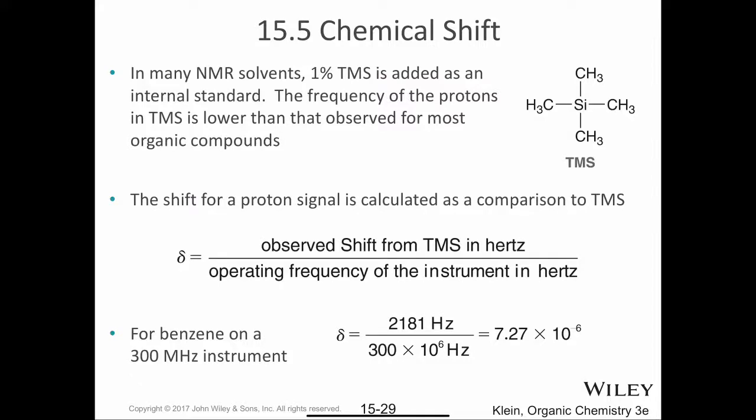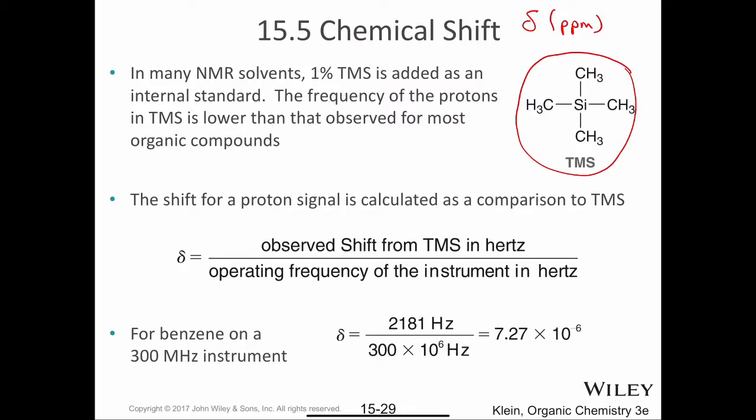Chemical shift describes the location of a signal in an NMR spectrum. The variable that we use for chemical shift is the Greek letter delta, and the units are parts per million. The shift for a proton signal is calculated as a comparison to TMS, and TMS stands for tetramethylsilane, this compound right here. In order to calculate the chemical shift, we take the observed shift from tetramethylsilane in hertz and we divide that by the operating frequency of whatever instrument that we're using.